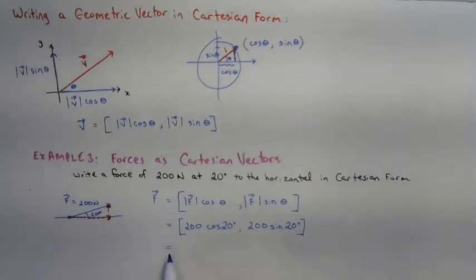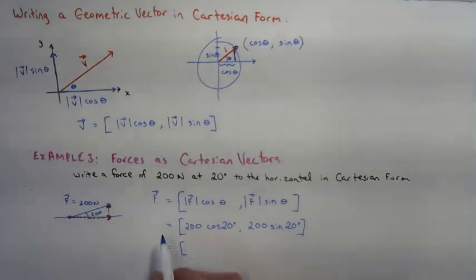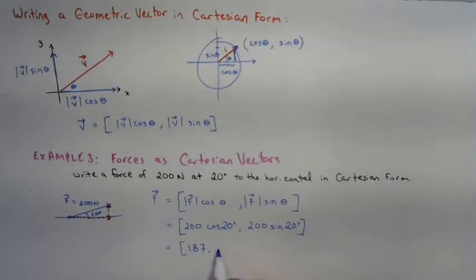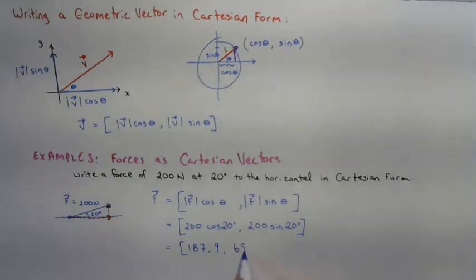Plug those two in my calculator separately. I will get the coordinates of vector F are 187.9, and the y coordinate is 68.4. Okay?